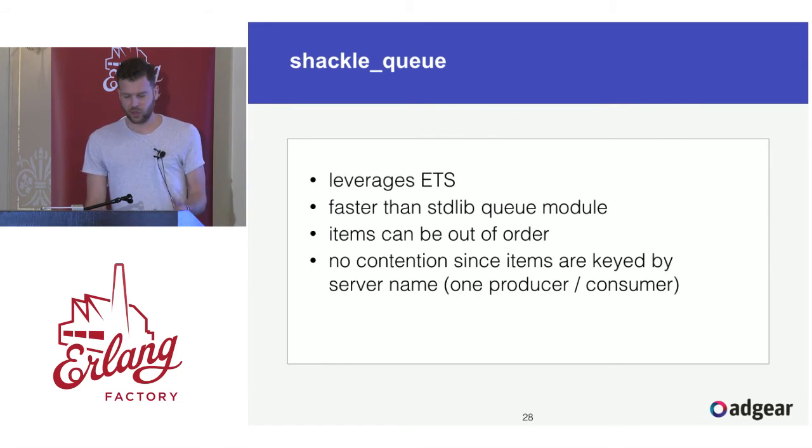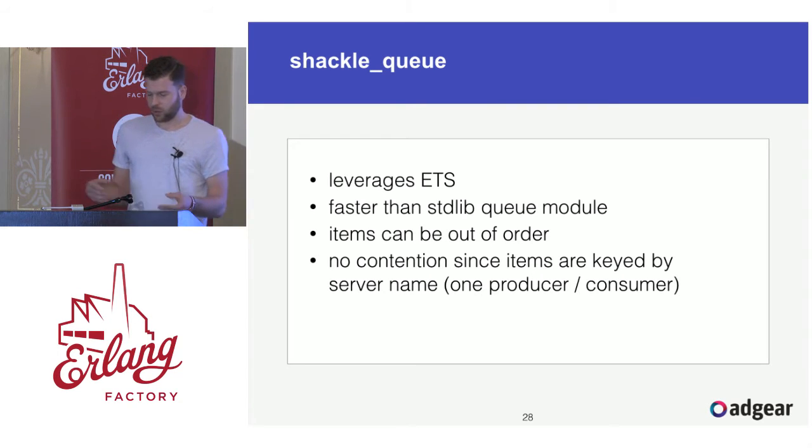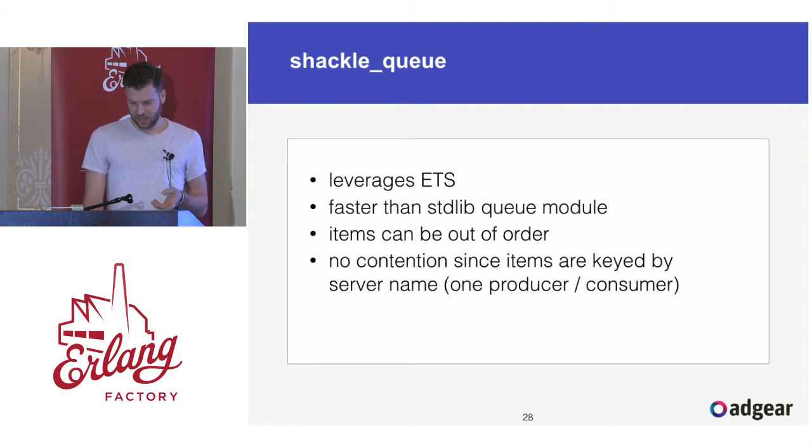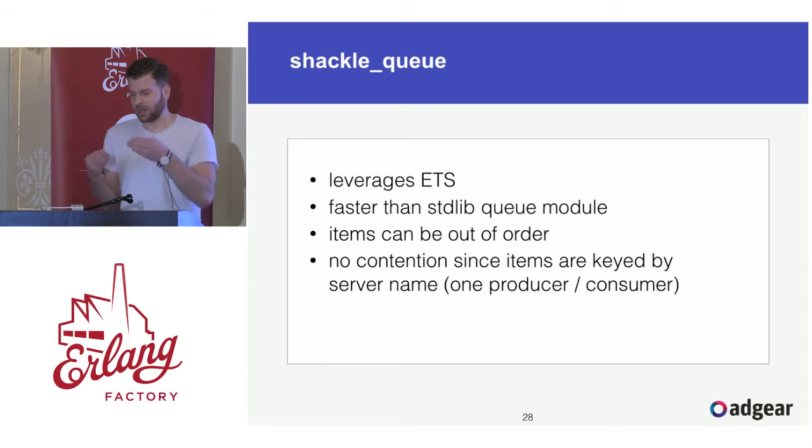Shackle Q, like I said earlier, is using an ETS table, which is faster than the stdlib queue module. And the nice thing about using ETS is that the queue is in order. If we get messages out of order from the service, we're screwed. So this actually permits us to build clients for more asynchronous protocols like Cassandra. And again, there's no contention since there's always one producer and one consumer, and it's always the same server. Since it's that one server, it's never fighting with anyone else for the locks on the keys.